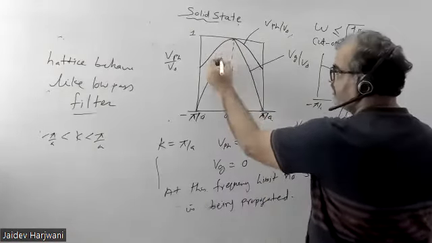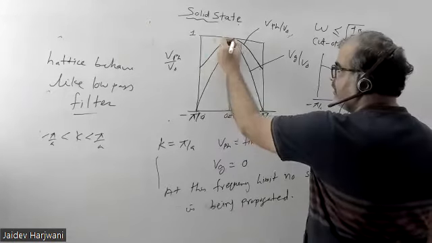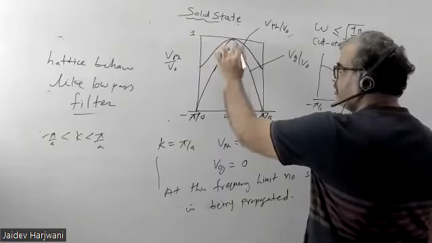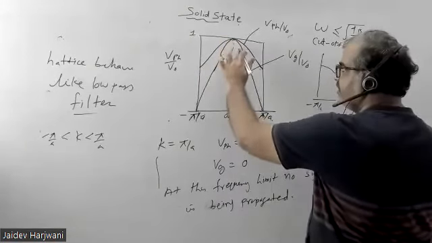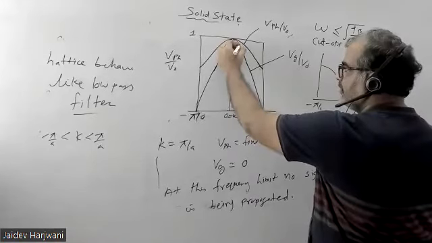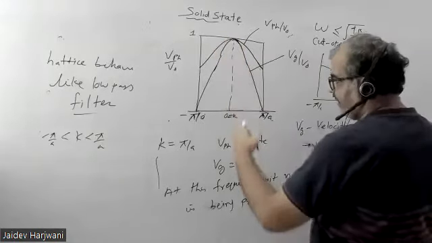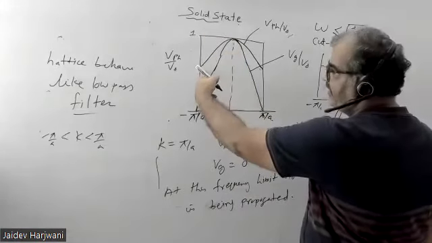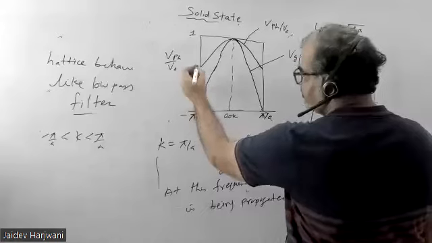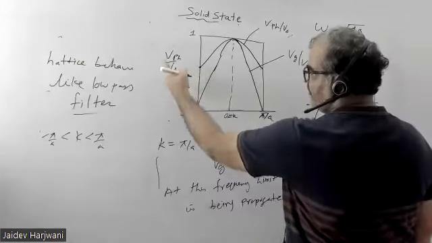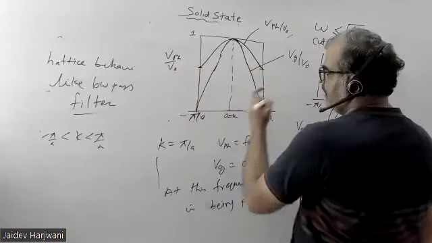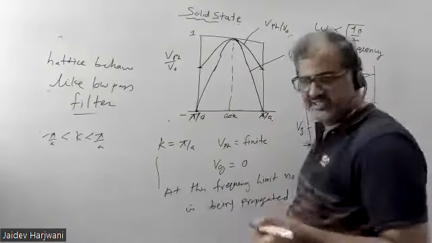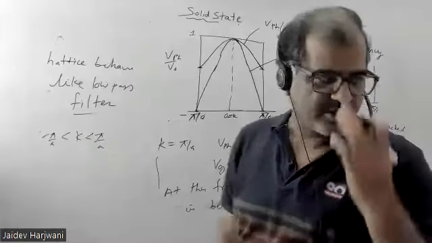Actually we should draw it like this, a little bit the same. In the long wavelength region, my group velocity and my phase velocity are the same. As we move towards the boundary, my phase velocity is not 0 because Vp is a finite value, but my group velocity becomes 0 because, if you see the expression for Vg, there is cos k a by 2.